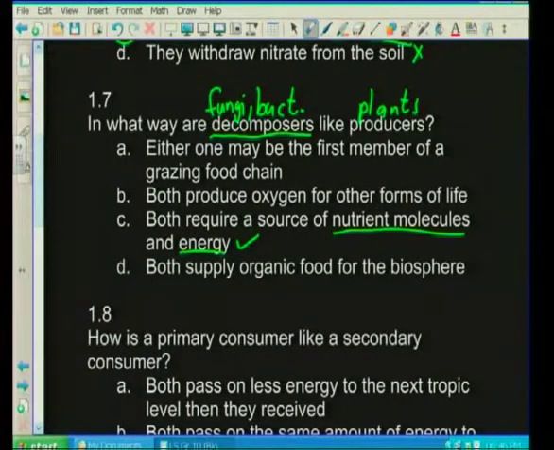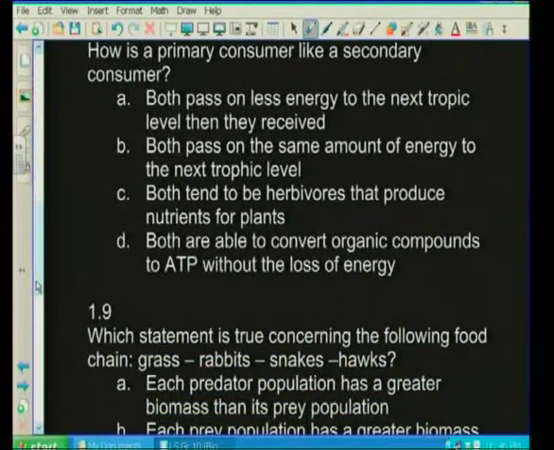Both supply organic food for the biosphere. That one cannot be, because decomposers cannot supply food, so it's definitely number 1.73. I mean C, I apologize. Right, 1.8.